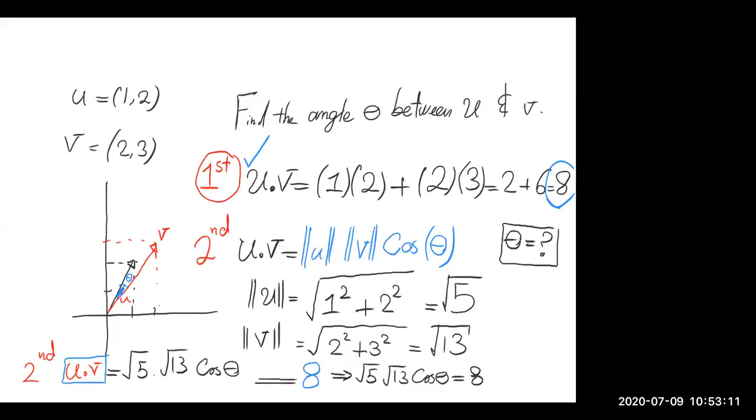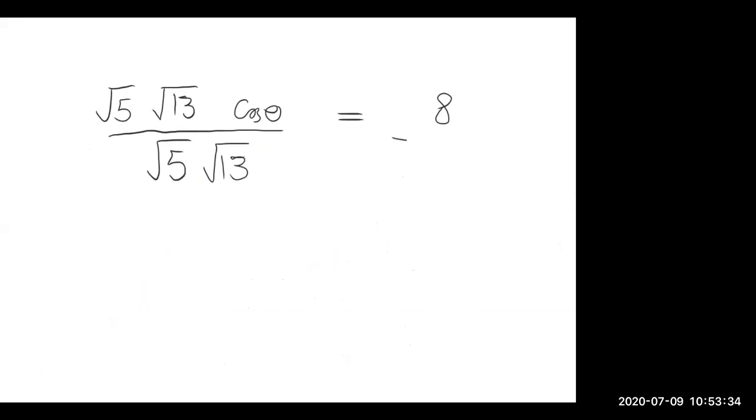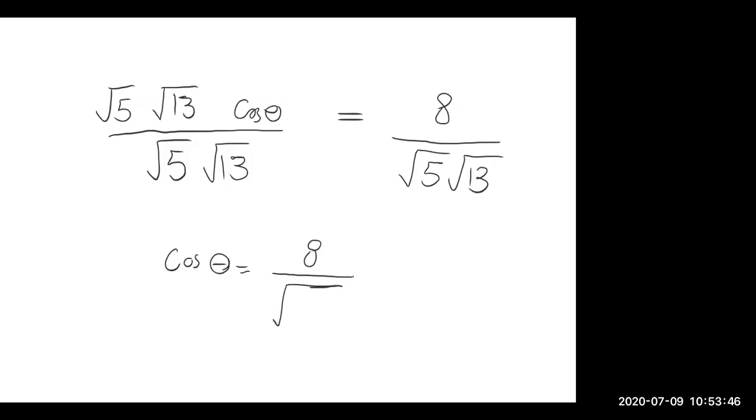Now, if I divide both sides of this equation by square root of 5 and square root of 13, maybe I should go to the second page. So square root of 5 times square root of 13 times cosine of theta equals 8. I can divide both sides by square root of 5 and square root of 13. On the left side, I would get cosine of theta is equal to 8 over square root of 5 times square root of 13.